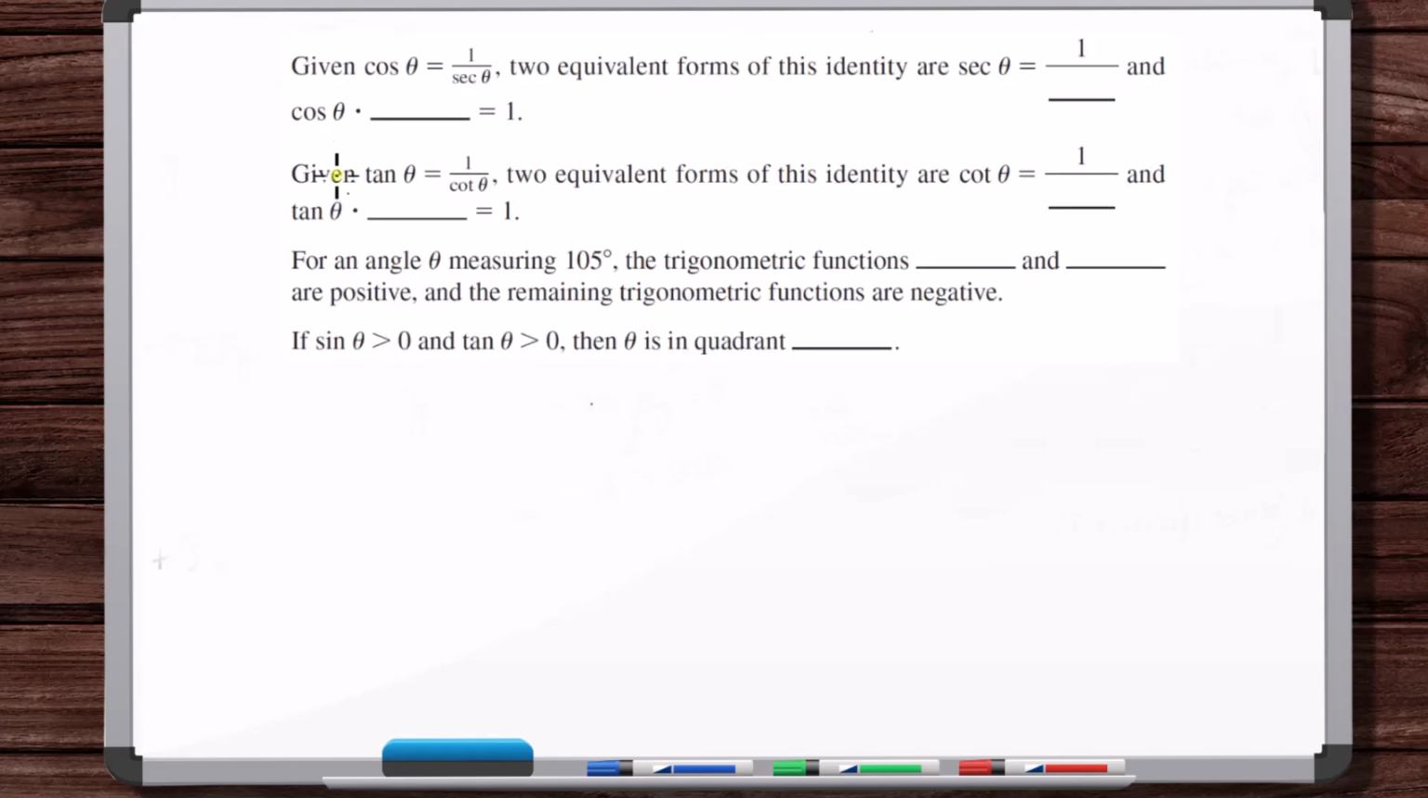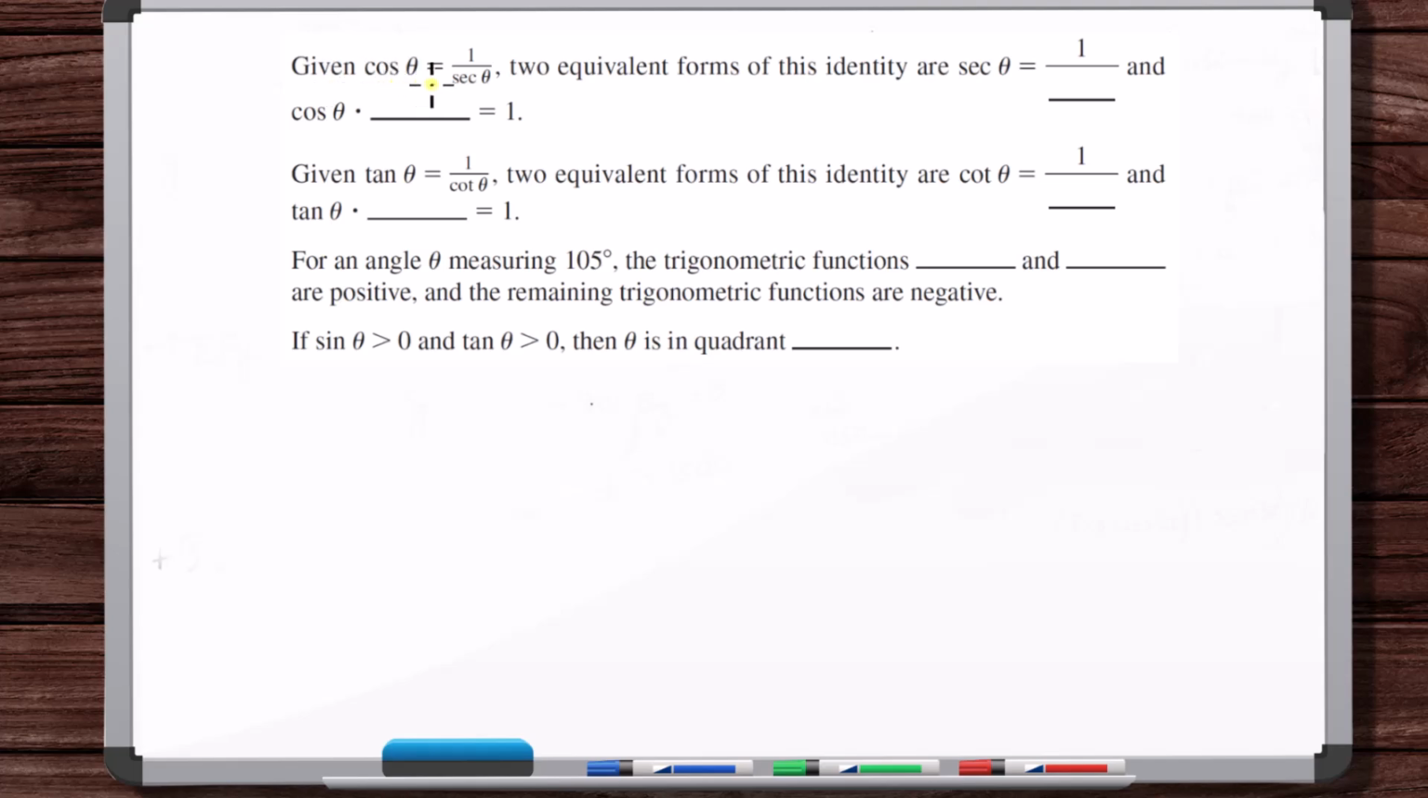As well as we'll work some problems related to the trig identities that we developed. So the reciprocal identities, Pythagorean identities, and quotient identities. Okay, so let's get started. Let's fill in these blanks.